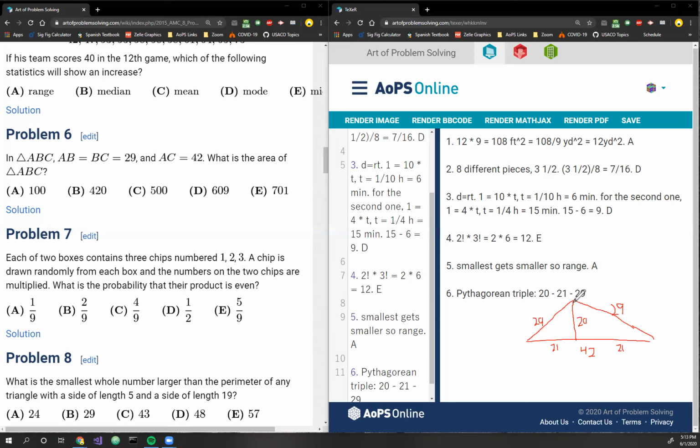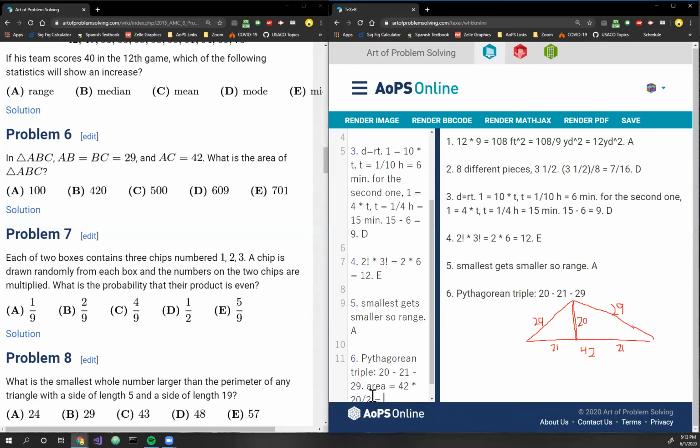So by the Pythagorean theorem, the height must have length 20. And now we can just use the area formula. So area equals 42 times 20 over 2, which is 420. So the answer is B.